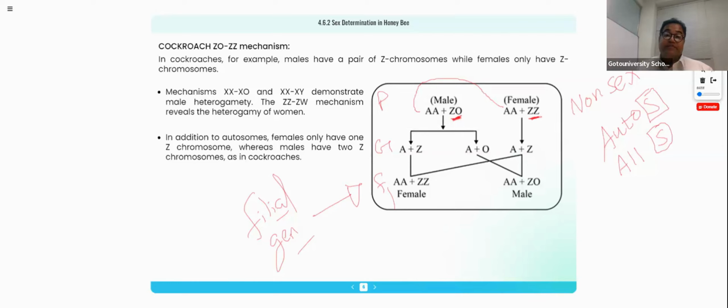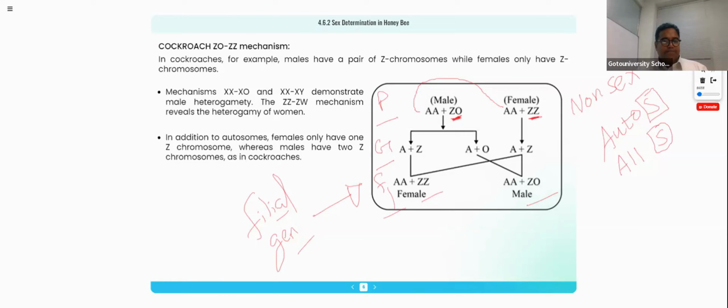Like this, we need to write when you're writing the exam. If you write the same as whatever we gave in the box, you will get fewer marks. So what we need to write is the parental information, gamete information, and first filial generation. The probability of getting female and male we have given in this graph, right?